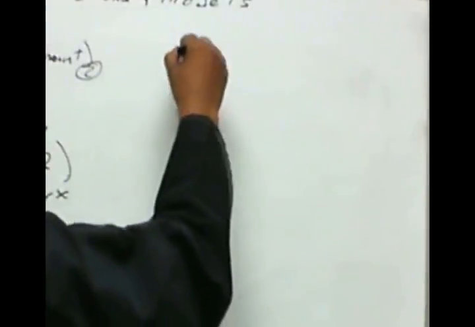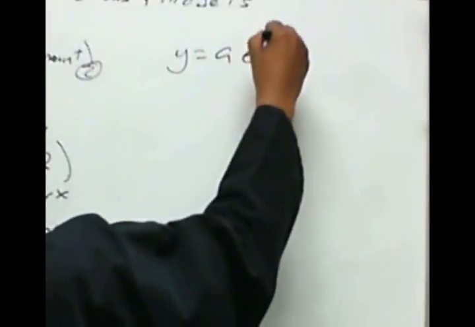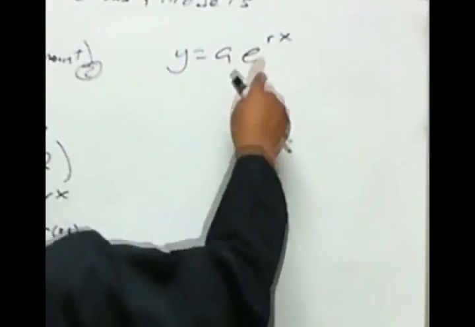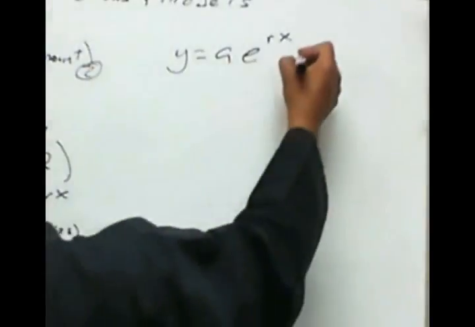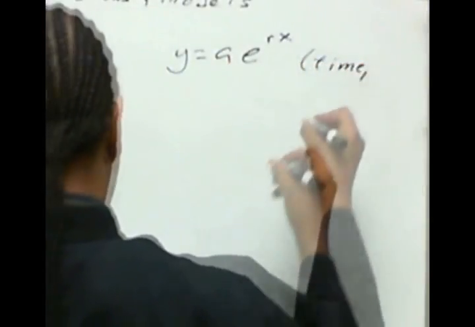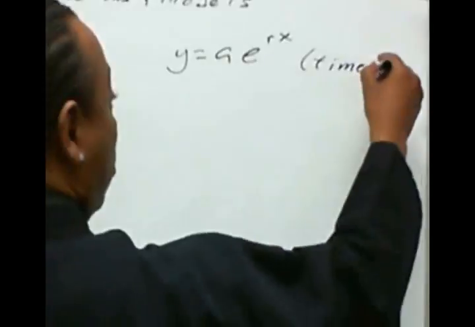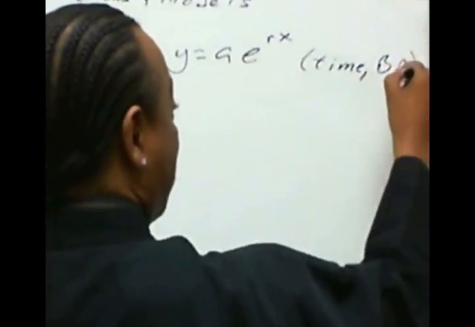Next, if blood alcohol starts at 200 and decreases to 150 in 1 hour, find the rate of alcohol decay. So we want to find the rate of alcohol decay, which is the r. Okay, so it means we have to use this form right here, which is y equals a e to the r x. And we're looking for what r is. Okay, so the input here will be time, and the output will be the blood alcohol. So we'll say BA, blood alcohol.